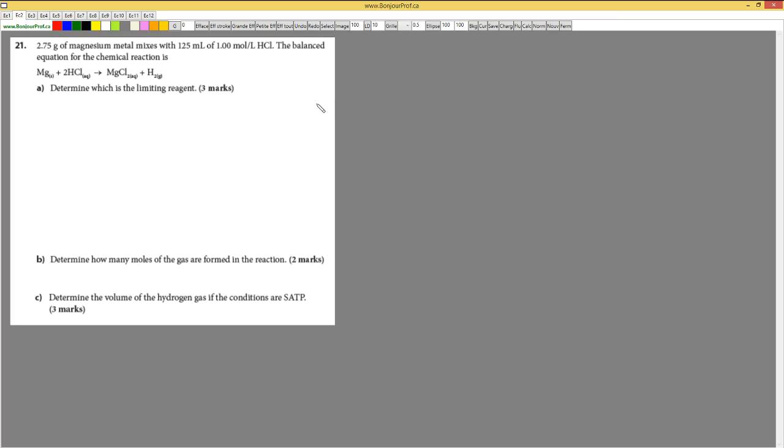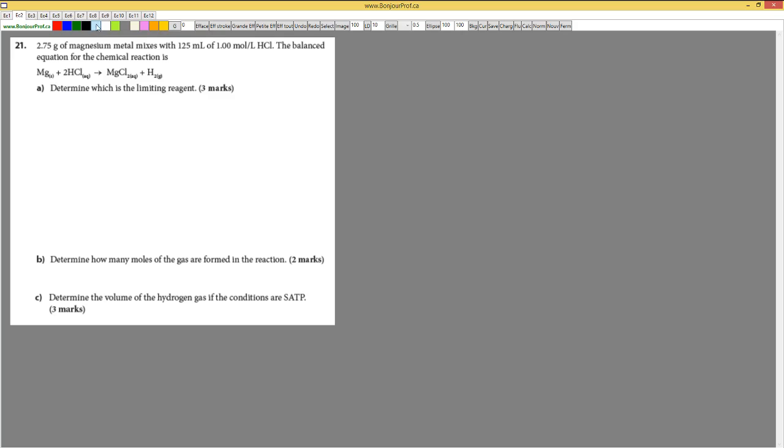So we're going to start with this exercise. What they are saying: 2.75 grams of magnesium metal mixes with 125 milliliters of 1.00 moles per liter HCl. The balanced equation for the chemical reaction is Mg solid plus HCl aqueous gives MgCl2 aqueous plus H2 gas. Determine which is the limiting reagent or reactant.